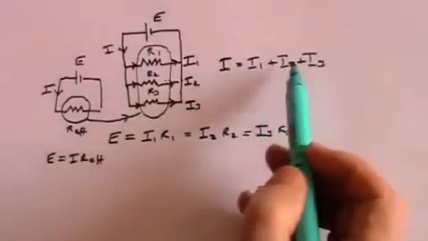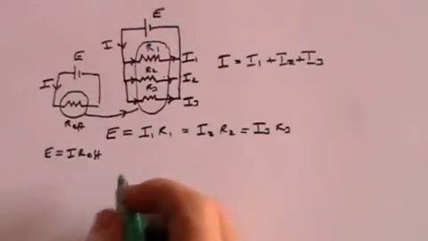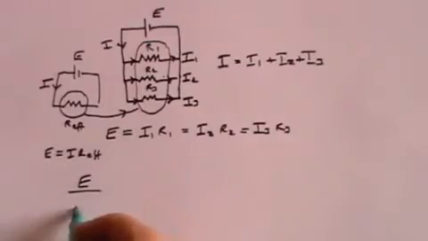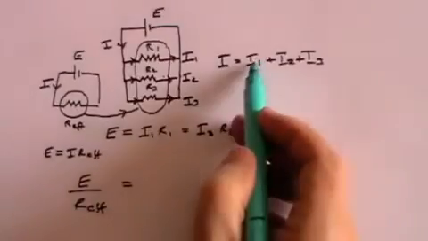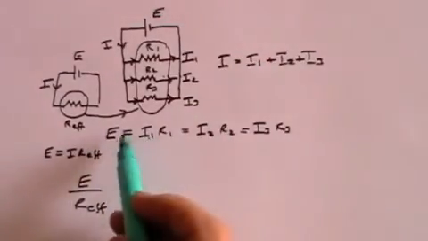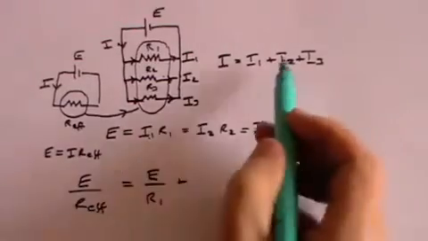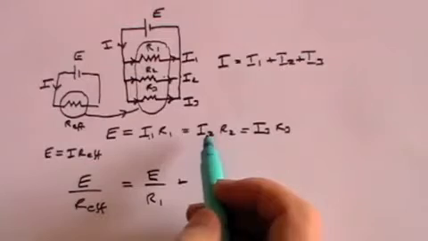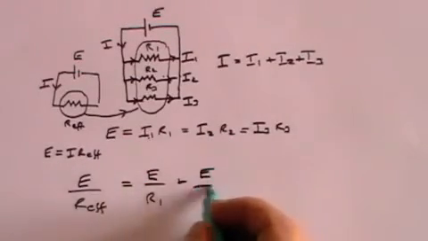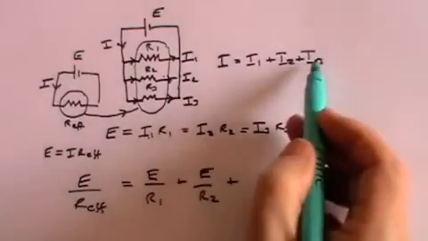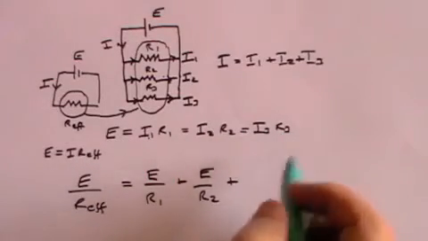Right, now we can use that formula there. And we can say that I is E divided by R effective. That's I. Equals I1. Well, what is I1? I1 is E divided by R1. Plus I2. What is I2? I2 is E divided by R2. Plus I3. What is I3? I3 is E divided by R3.